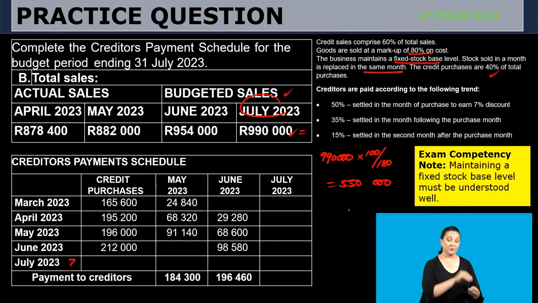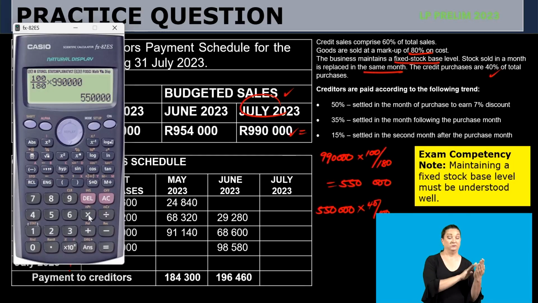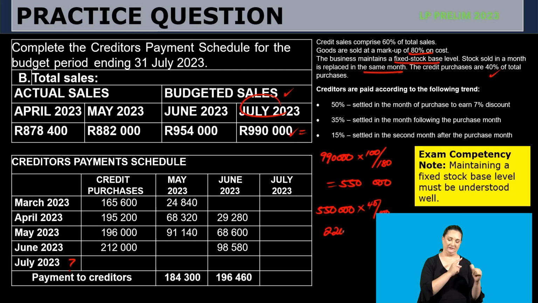And then credit purchases are 40% of total sales. So I want credit purchases. So I'll come now and say the 550,000, then I get 40% of that. So I'll come here and then I'll say of my 550 by 40%. And that will give me 220,000. That becomes my credit purchases. So I come here, that is 220,000. And then I am going to pay for the month of July. That is what I'm required to do.